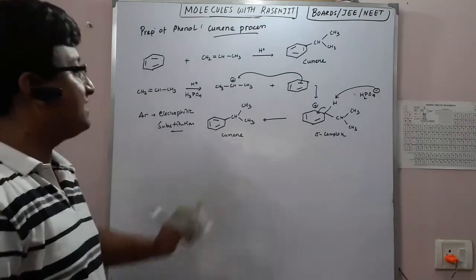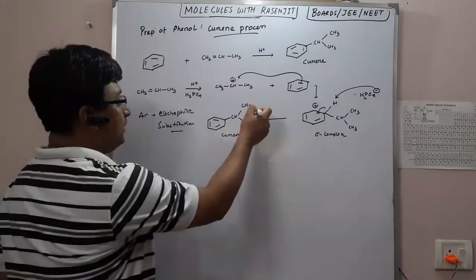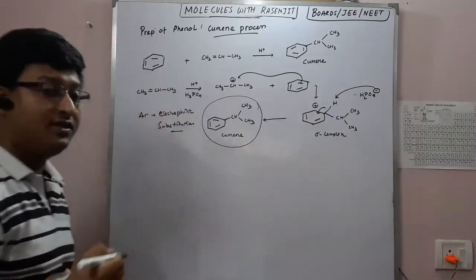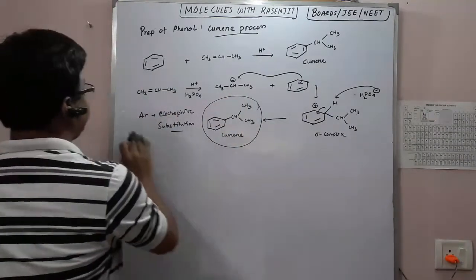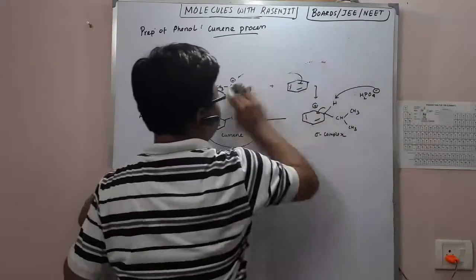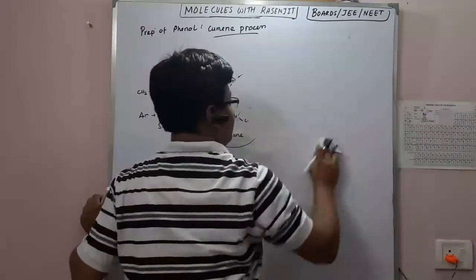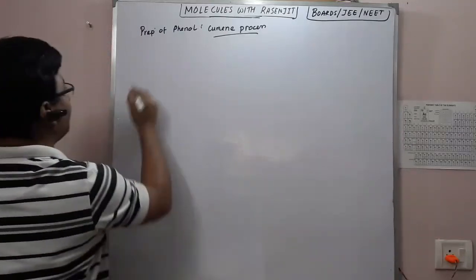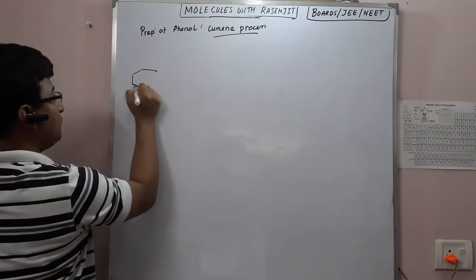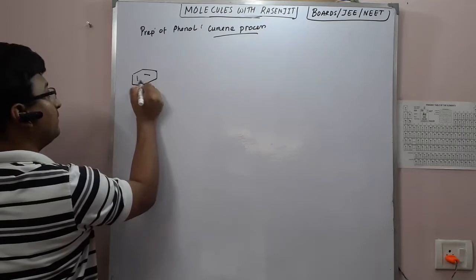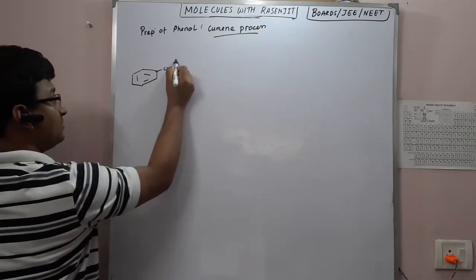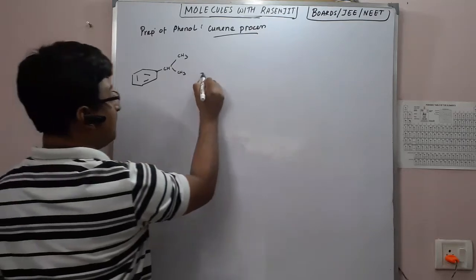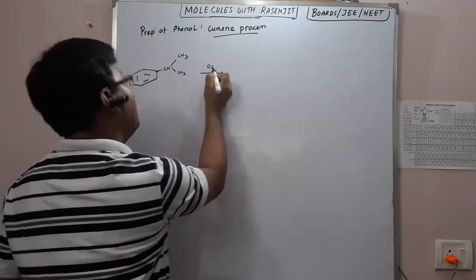Now, the next step. What happens? This cumene is reacted in presence of oxygen. Let's see that step. Let's draw the structure of cumene again: C6H5-CH(CH3)2, now in presence of oxygen.